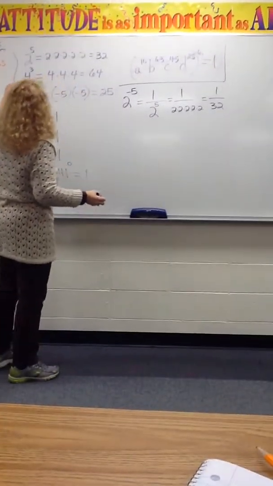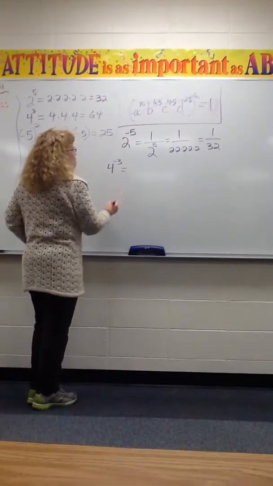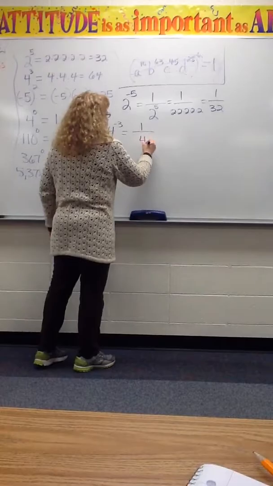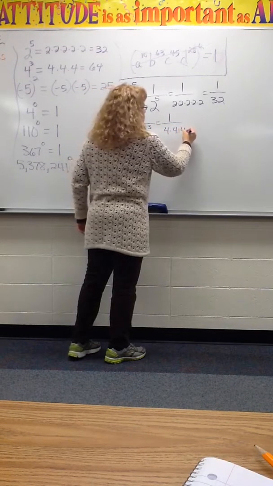And if I had, where is this one? 4 to the negative 3. What do I do? I move it to the bottom and make it positive, so it's going to be 1 over 4 times 4 times 4.